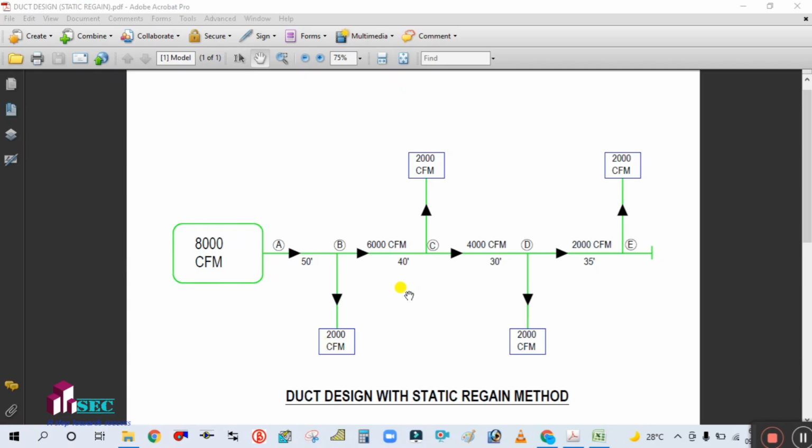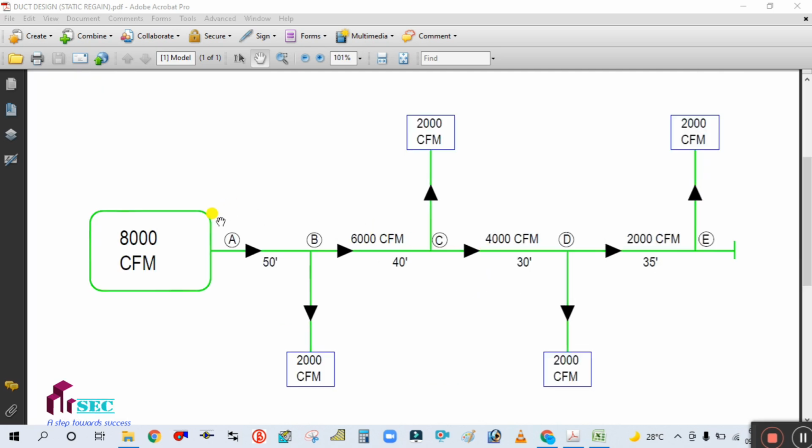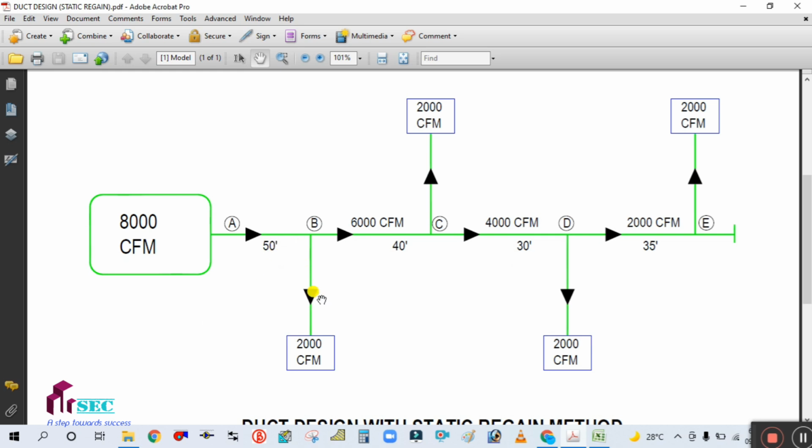Guys, today we are going to see the duct design with a static regain method. As you can see here, this is a simple ducting layout with an air handling unit of 8000 CFM, and there are 4 branches. All the CFM is going to be divided among the branches, so 2000 CFM is distributed in each branch. The air is flowing from A to B, B to C, C to D, and D to E. These are the nodes A, B, C, D, E.